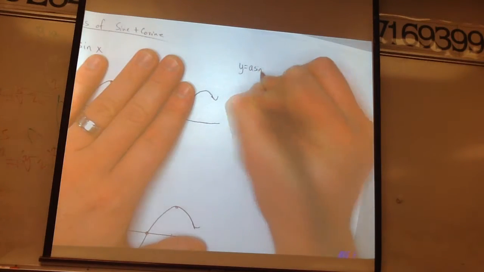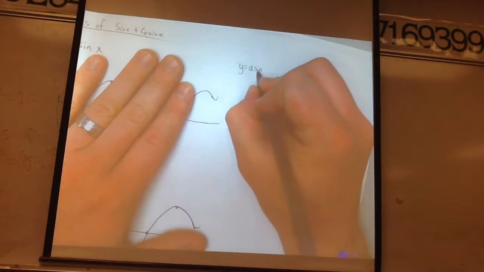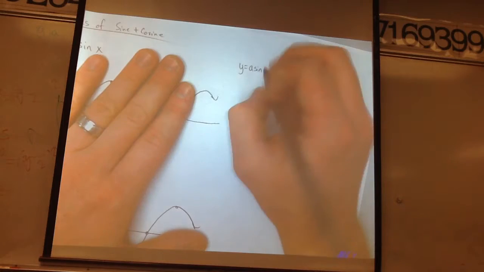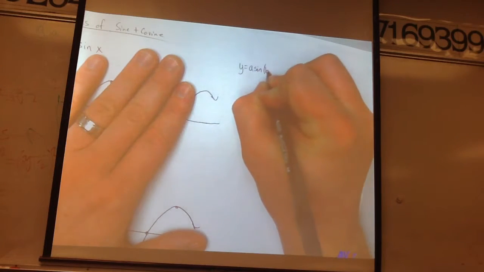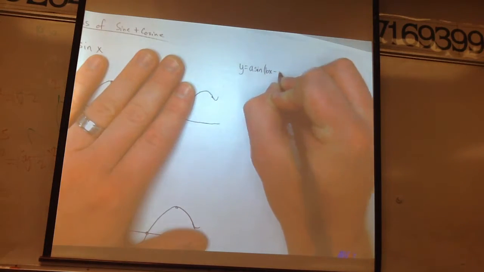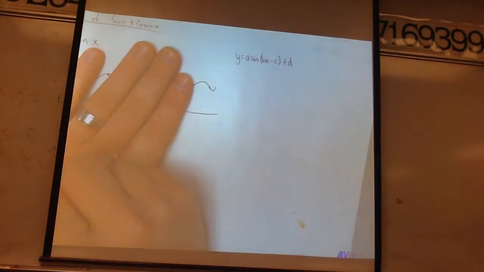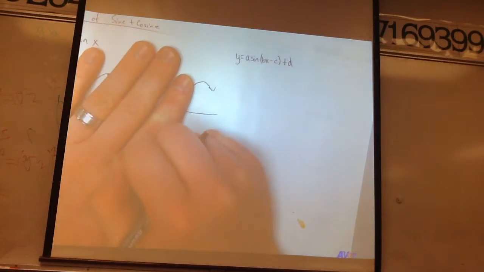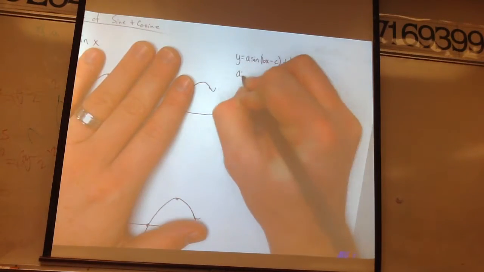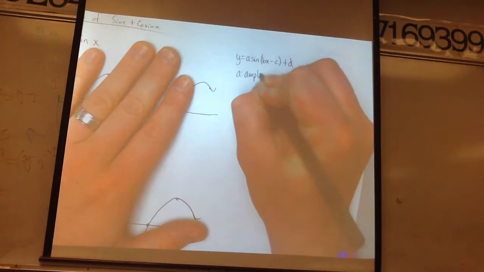Say we had an a in front. We'll just do sine. This works for sine and cosine. a sine of (bx minus c) plus d. What does a do? Amplitude.